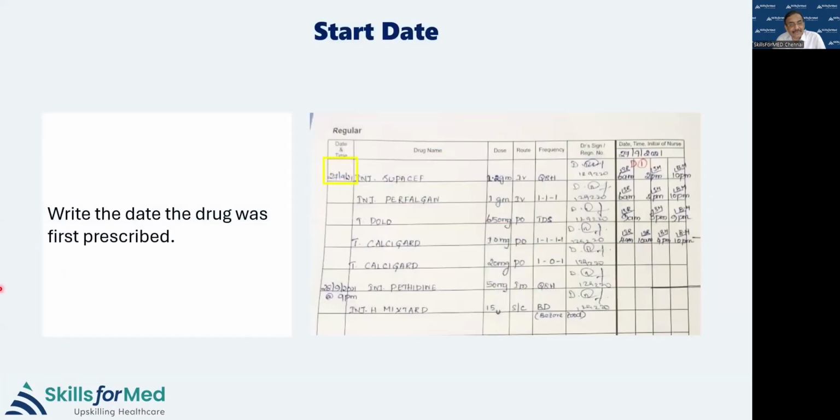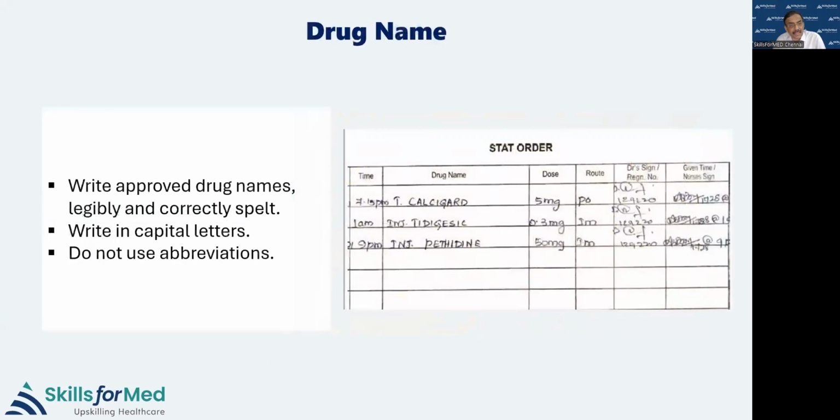Now, the drug details is much more information than the patient details, so we will take a little bit of time on that. The prescription or the drug details, when the doctor writes, starts with the date. You have to write the date at which the drug was first prescribed, as you can see in this example. So on this date, all these drugs are prescribed, and this is the next date. Now, when the morning rounds, the doctor writes the orders. So that's the start date.